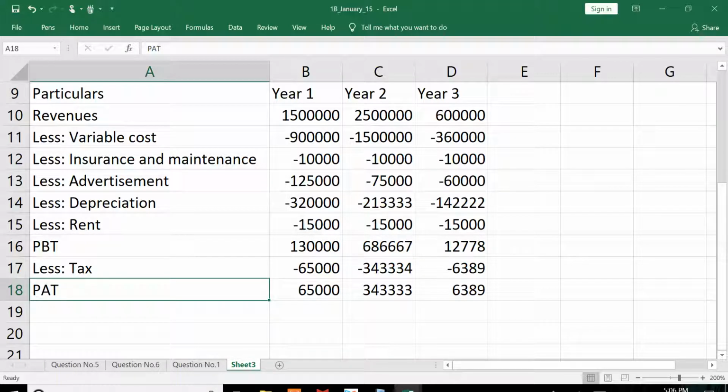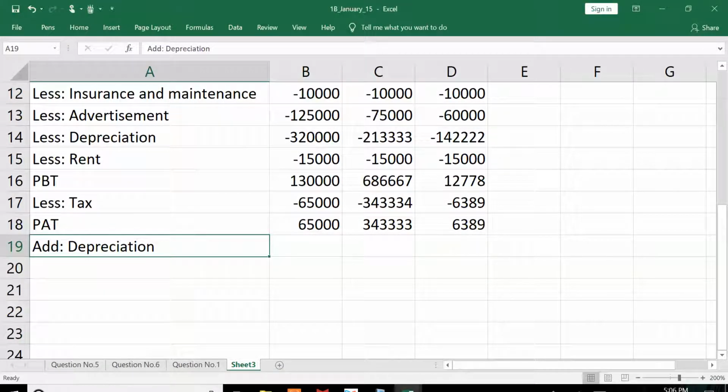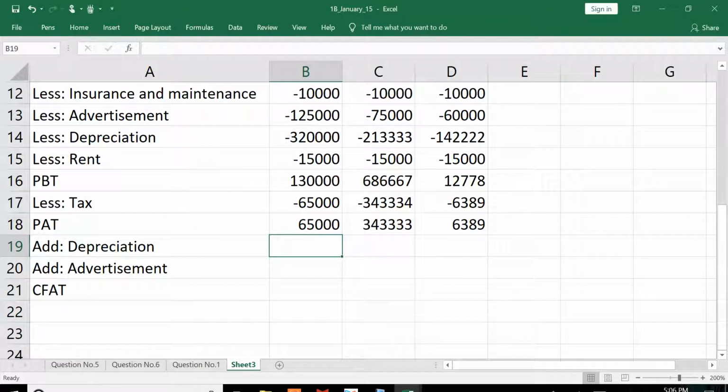Okay, now listen. We add back depreciation to get CFAT. In this question, I not only add back depreciation, I also add back advertisement. Why did I write advertisement? Just to calculate tax. Why do I write depreciation? Just to calculate tax. So just like we wrote depreciation, we also wrote advertisement. I am done with my tax calculation. Let me add it back and write CFAT. Some adjustment will still happen.